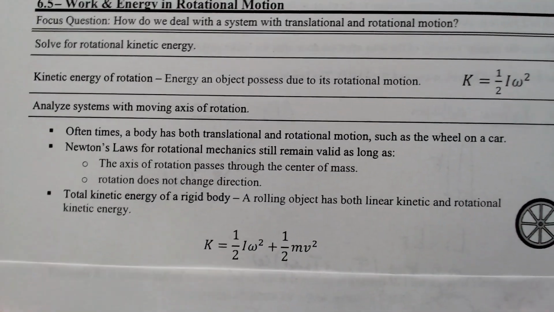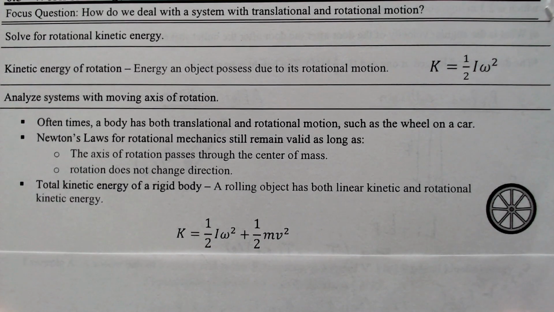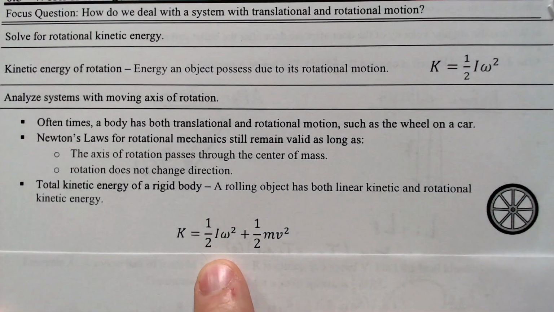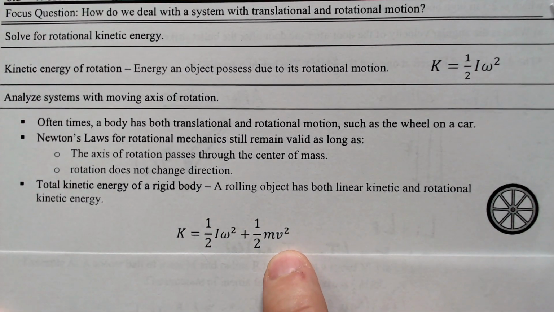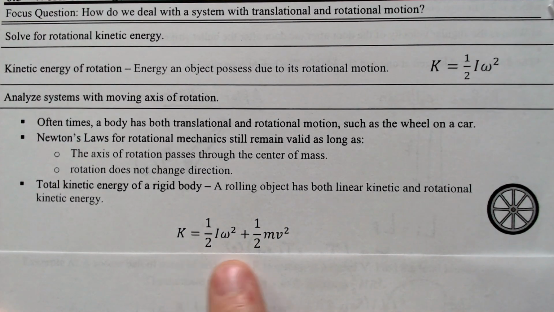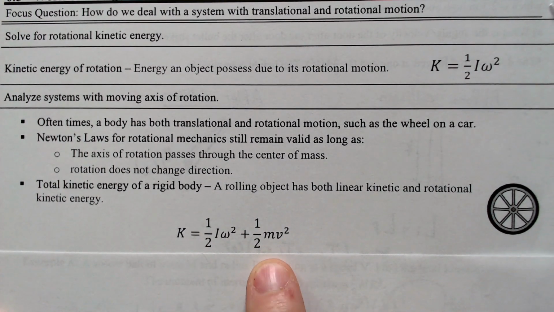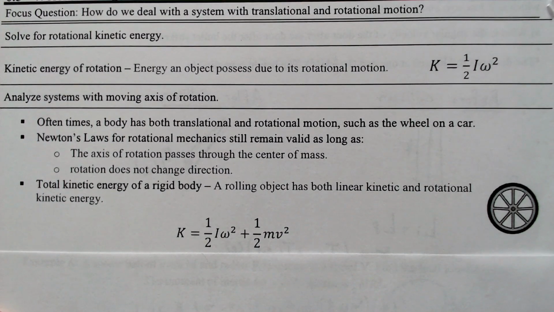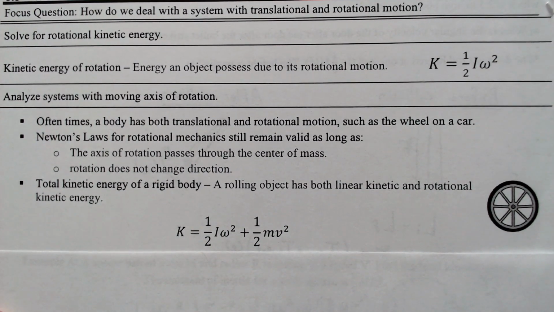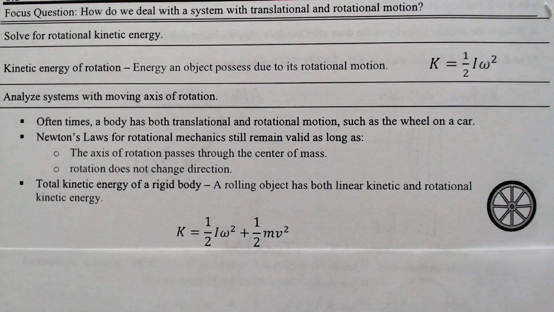When you have a rotating object that is also moving linearly, you can find the total kinetic energy by just adding those two things together. So we got a few examples that are going to connect rotational and linear motion. And then in a different video, we're going to go into some deep examples.